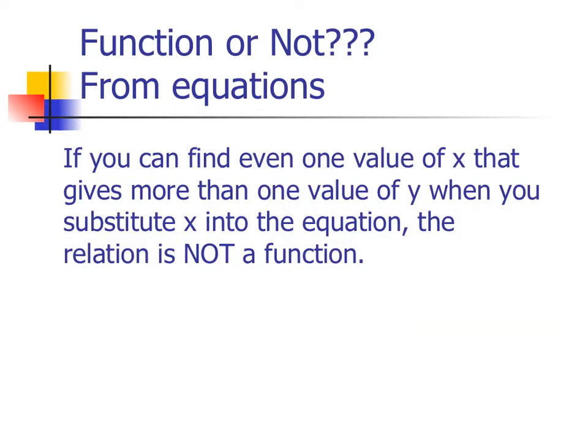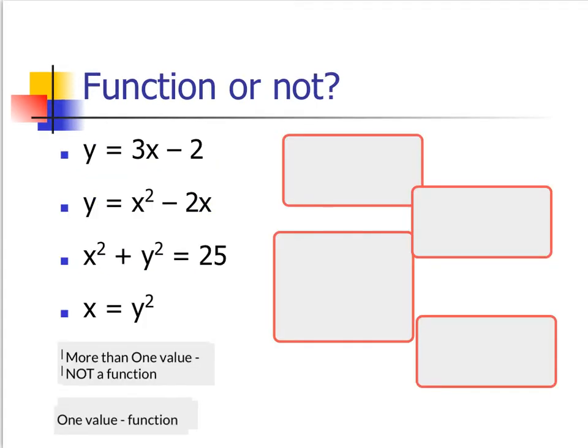From equations, we can decide whether it's a function or not if you can find even one value of x that gives more than one value of y when you substitute x into the relation. Then the relation is not a function. Let's see what that looks like. Here are 4 equations, and we need to decide whether they are functions or not.